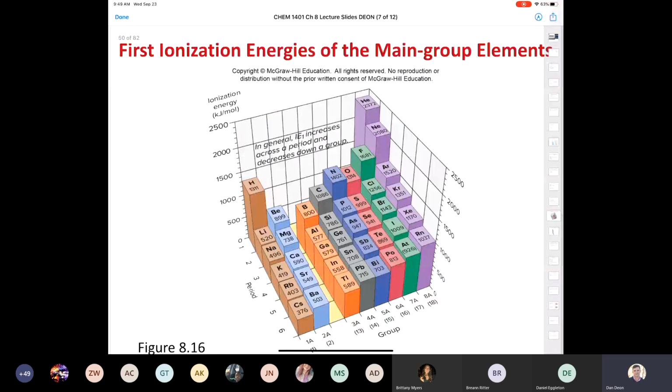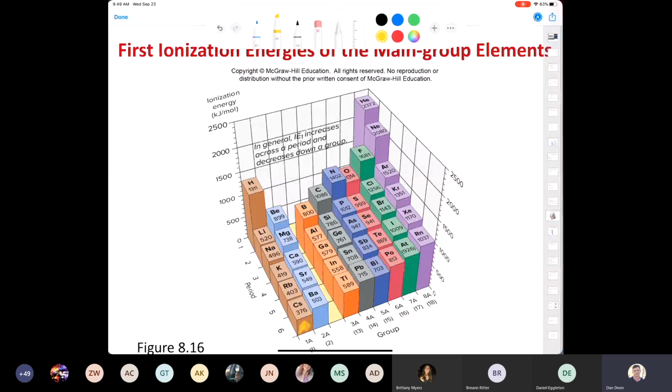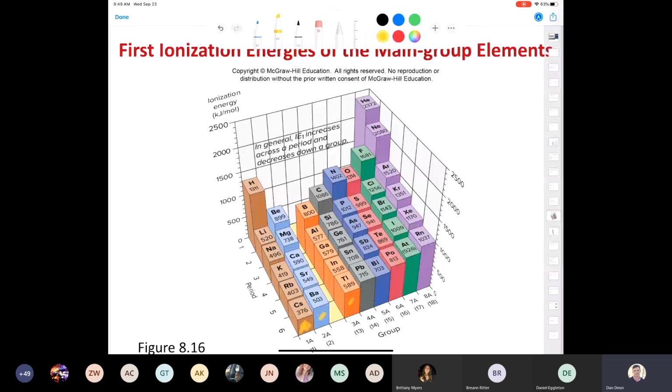Here's sort of a bar graph of ionization energies, and you can see that the ionization energies of the alkali metals is really low. Then we go to the alkaline earths, it increases, and keeps increasing, okay? So again, if you're kind of like, I see the trend, Mr. Dion, but what does it mean? Okay, I'll explain it to you again.